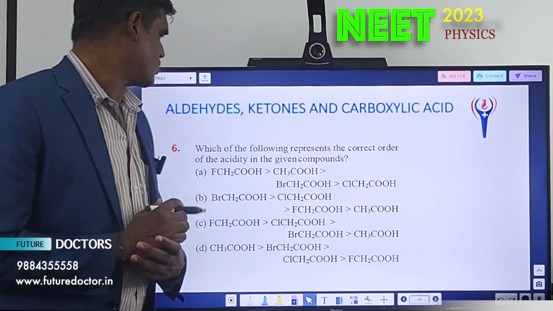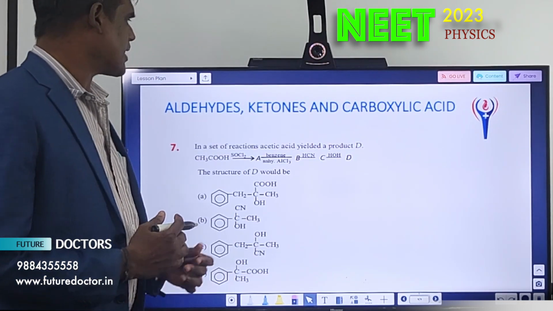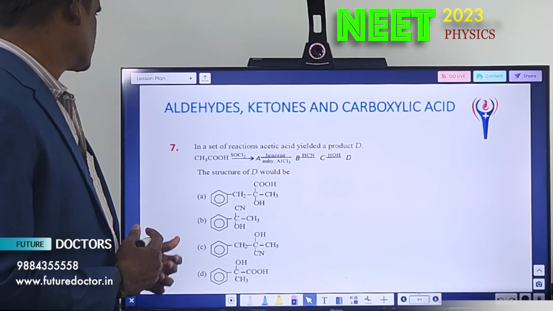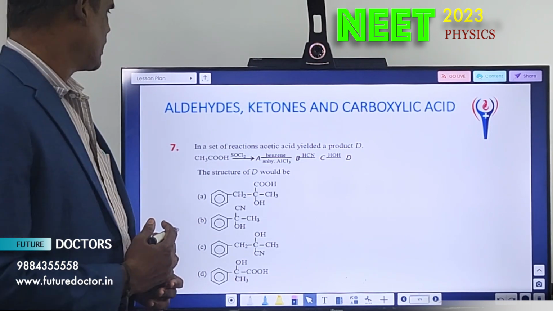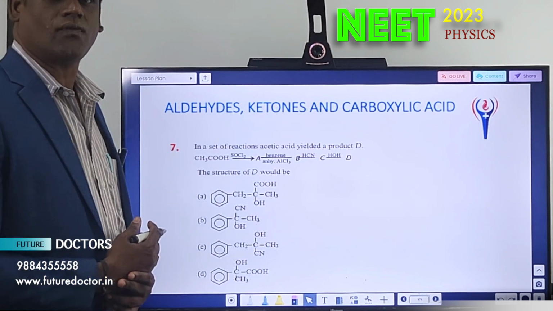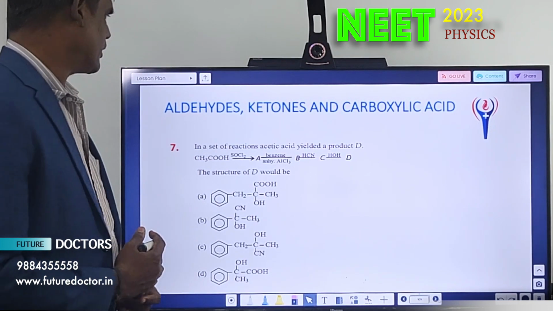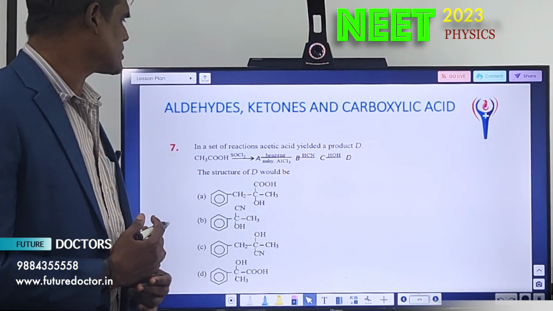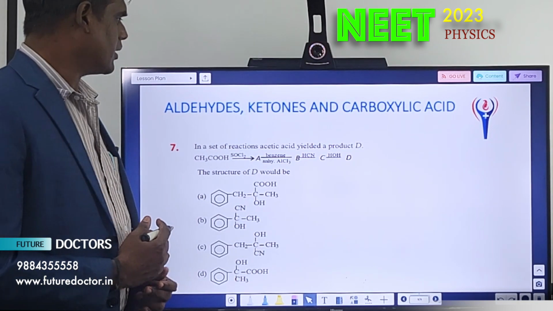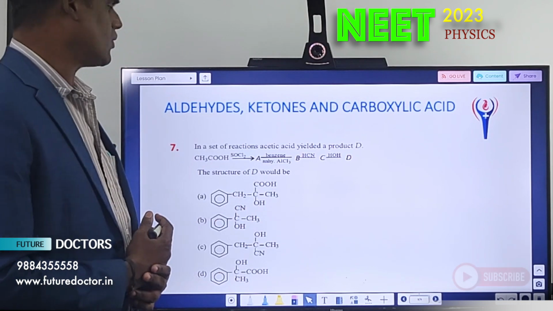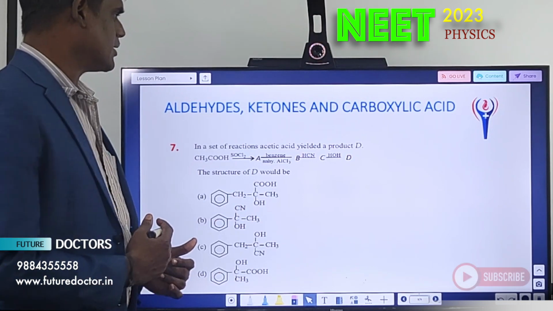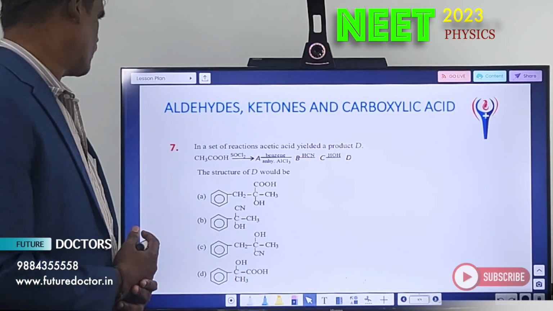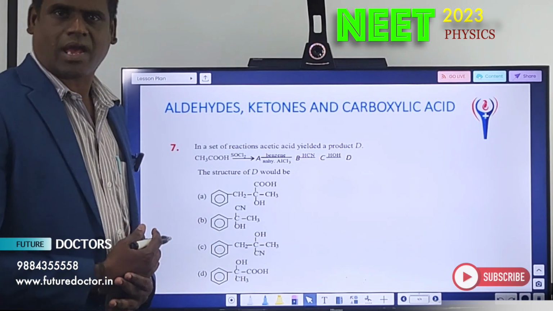Let's move to the last question. In a set of reactions, acetic acid yielded a product D. That is, CH3COOH gives A in the presence of SOCl2, and from A to B in the presence of benzene and anhydrous aluminum chloride, and B gives C in the presence of HCl, and C gives D in the presence of H2O. Structure of D would be dash.